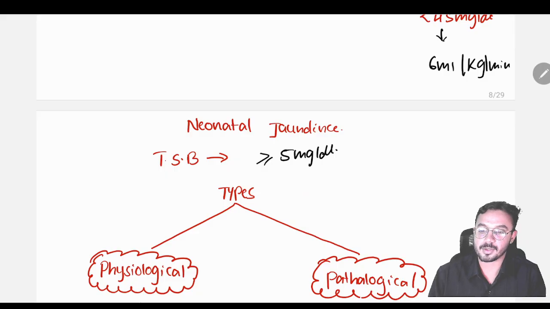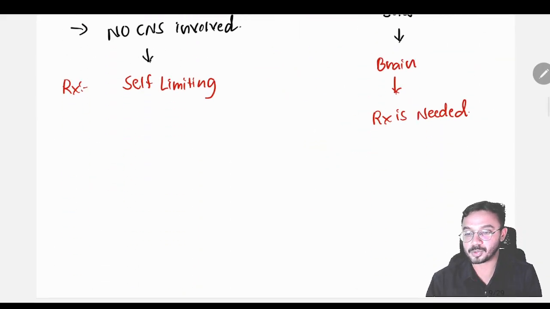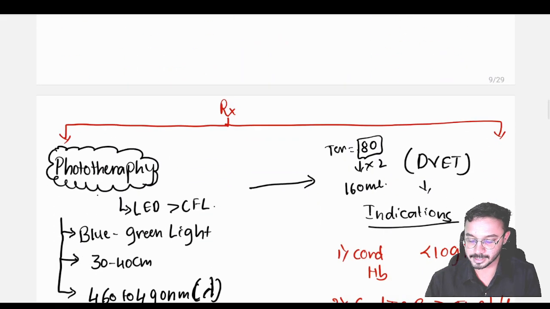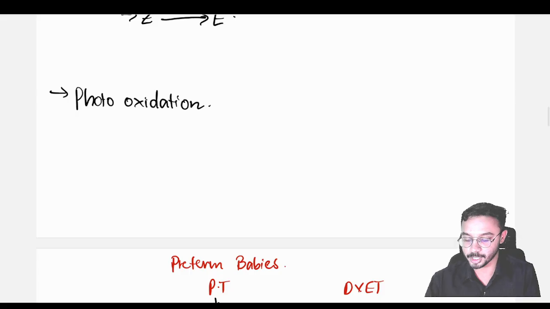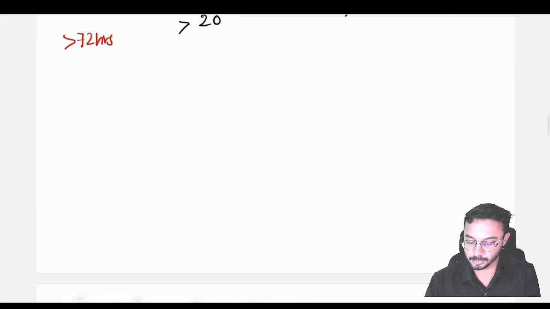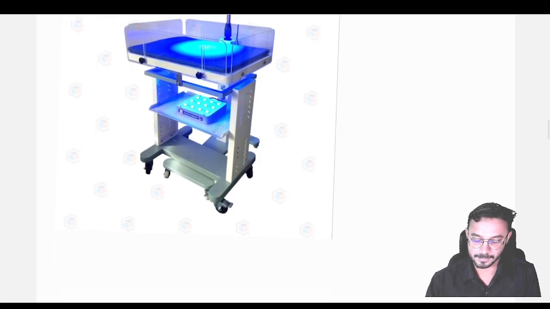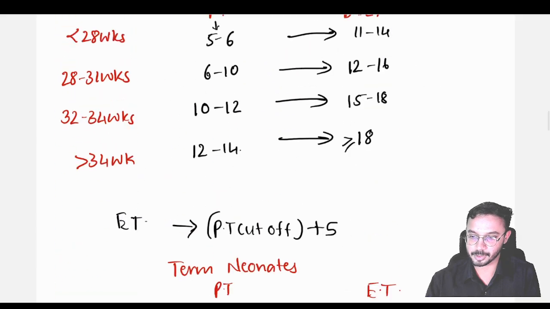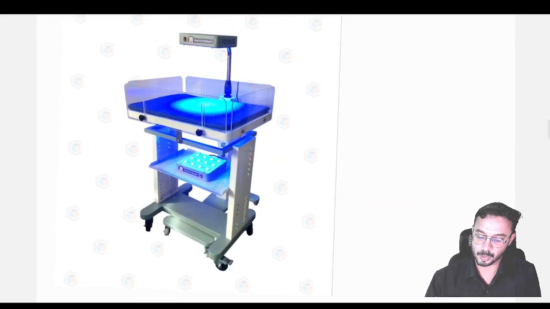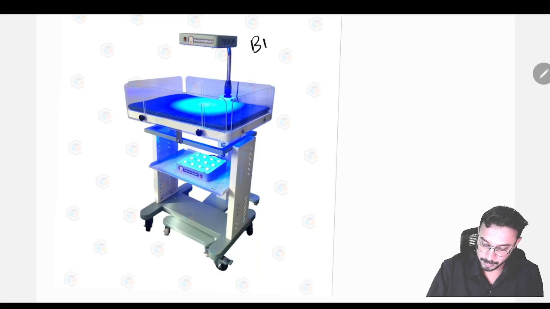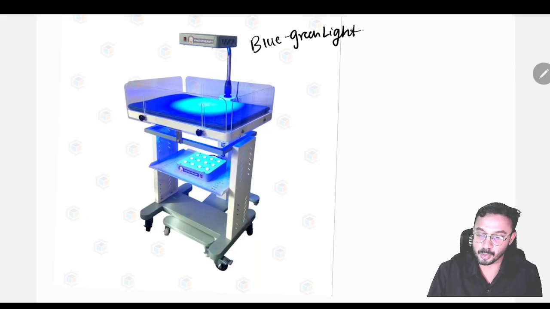Okay, so this is about neonatal jaundice, how you are going to treat it, the treatment aspects. Very, very important is phototherapy. So what is this? Tell me. This is a phototherapy machine. Look at the light. This is the blue green light.